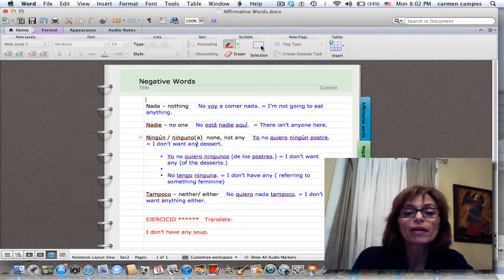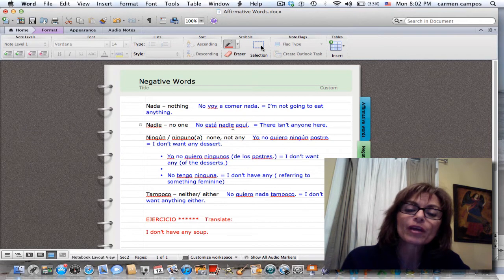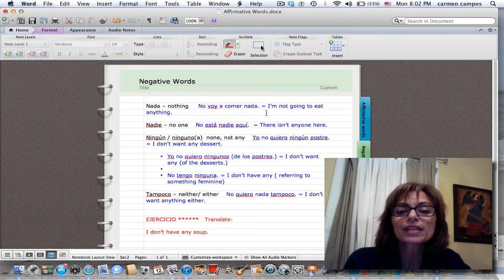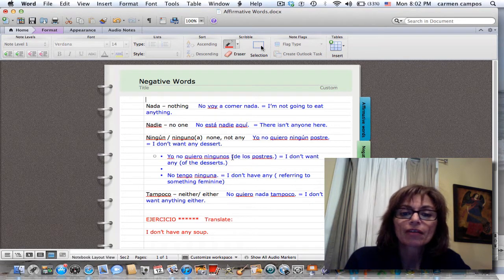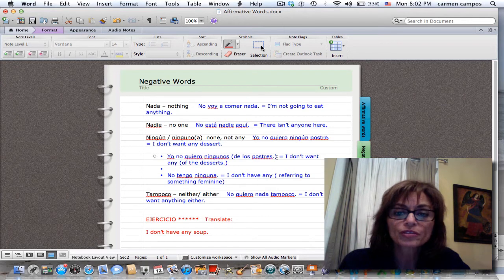So don't be fooled by that any, because we're really looking for a negative because it's I don't. That means something no, okay? So again, the way you translate it, and this is why the negative words are really trickier than the affirmative words, because when we translate in English, we don't use those double negatives. So again, yo no quiero ningunos. I don't want any of them, referring to los postres, the desserts.